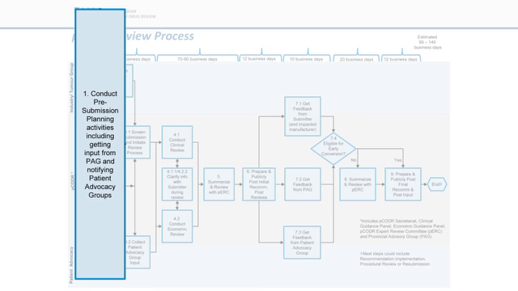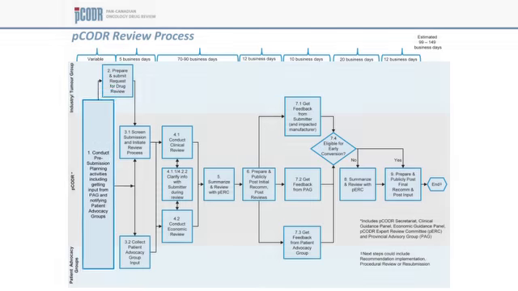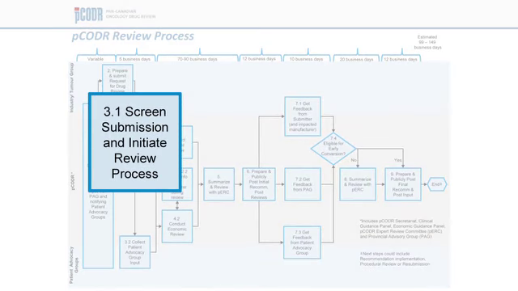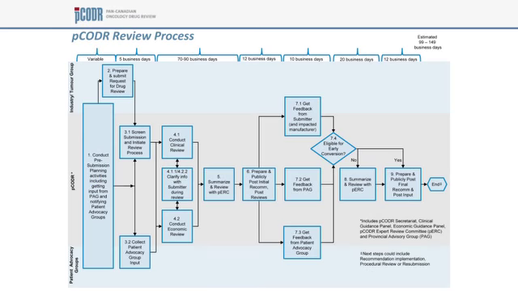The Provincial Advisory Group, or PAG, tells pCODR if there are any specific issues to consider during the drug review. Members of the PAG represent each of the participating provincial and territorial ministries of health and provincial cancer agencies. Once a drug is submitted for review, pCODR checks to make sure that the submission meets its guidelines. Once that is done, the review process begins.